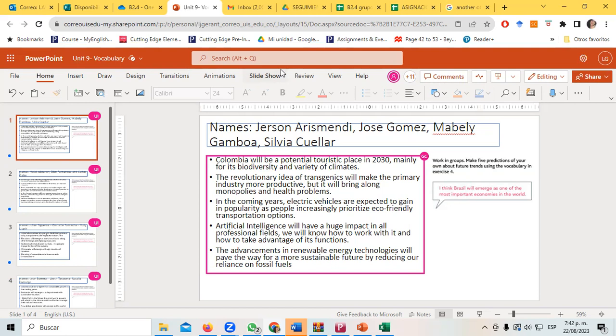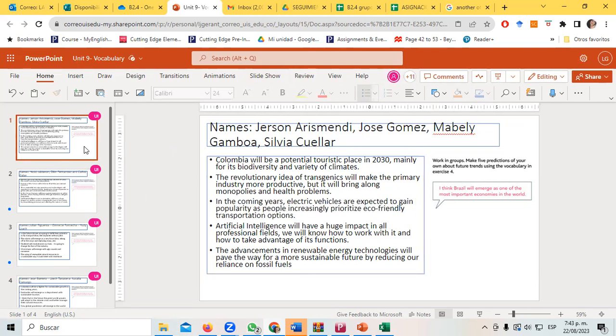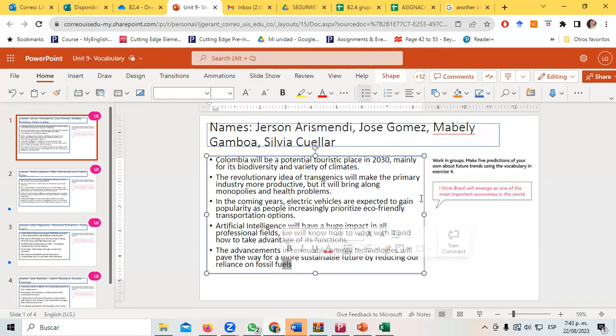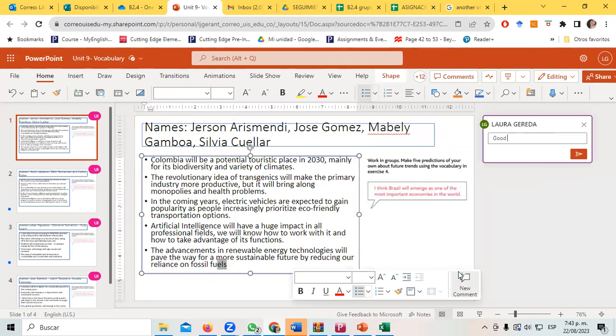AI will have a huge impact in all professional fields. We will know how to work with it and how to take advantage of its functions. The advancements in renewable energy technologies will pave the way for a more sustainable future by reducing our reliance on fossil fuels. Yes, guys, excellent. Very good. So change only this, I will delete gain popularity. Okay? Well done. Let me write the comment here. Good job.